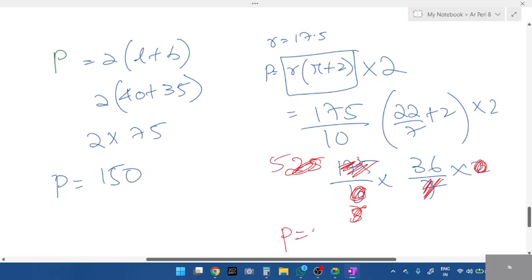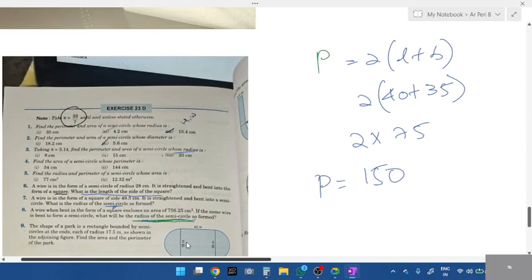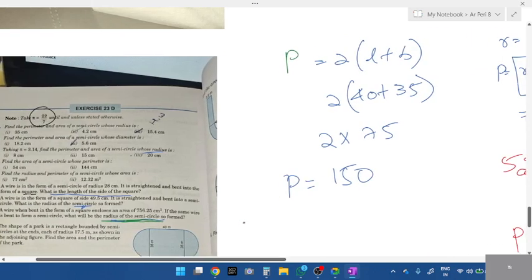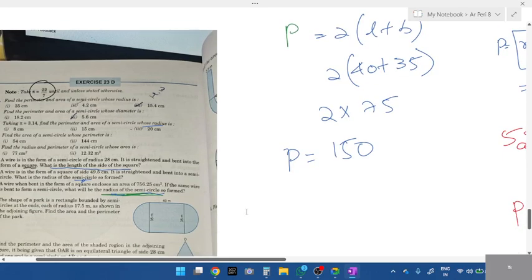What is perimeter? 5 into 36. How much is 5 into 36? 180. Why is it wrong? 180. Oh, no. Sorry. Area was correct. Area was right, students. But perimeter, we don't do it like this.